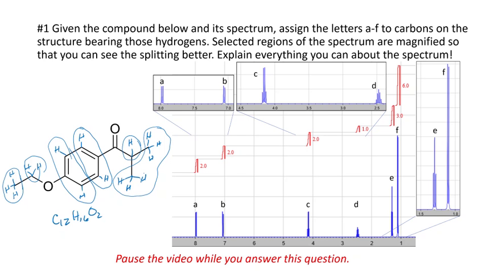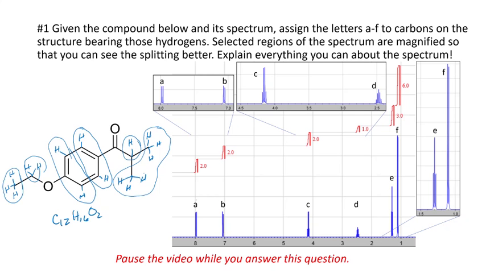So we have 1, 2, 3, 4, 5, 6 expected signals, and in fact we have 1, 2, 3, 4, 5, 6, A, B, C, D, E, F that we can assign. So that's everything. They're all here. They're all accounted for. Okay, so let's see if we can find these 6 groups and assign them on a spectrum.